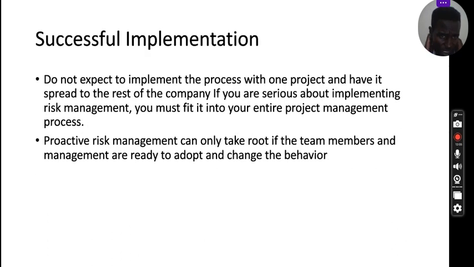Then successful implementation of the risk management process. How can we implement the risk management process successfully? First of all, do not expect to implement the process with one project and have it spread to the rest of the company.